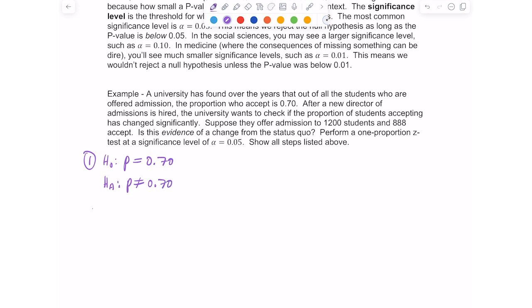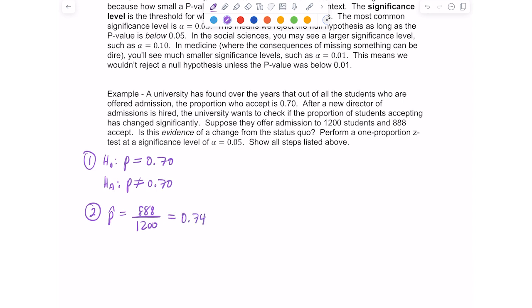Step 2, we're going to look at what probability we need to calculate. So we're going to find all of the things that we need, like our sample proportion, p hat. So we find that here, out of our sample of 1,200 students, 888 accepted. And 888 divided by 1,200 gives me 0.74.